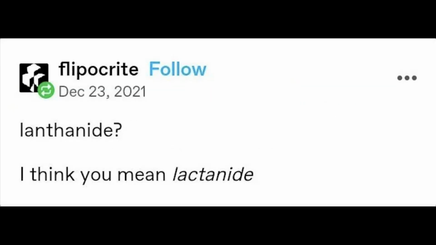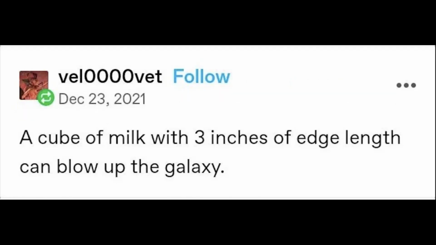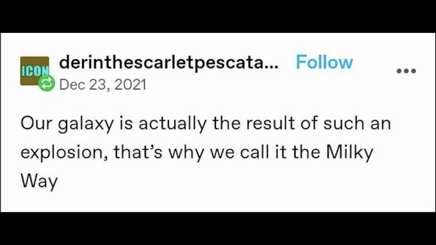Keep up. Lanthanide? I think you mean lactanide. I will put Lego in all of your shoes. A cube of milk with 3 inches of edge length can blow up the galaxy. Our galaxy is actually the result of such an explosion. That's why we call it the Milky Way.